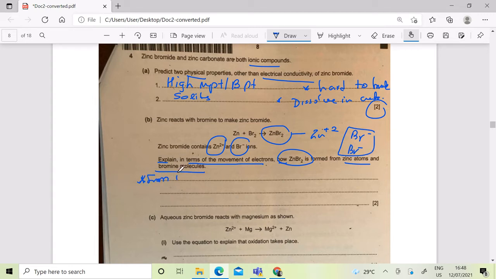From the bromine molecule, Br2 molecule, or you can say breaking the Br2 molecule gives 2 bromine atoms, which donate an electron. I think I'm wrong here. I need to do the correction.